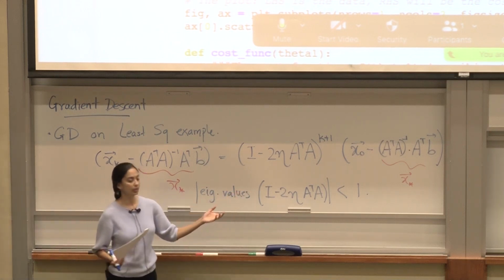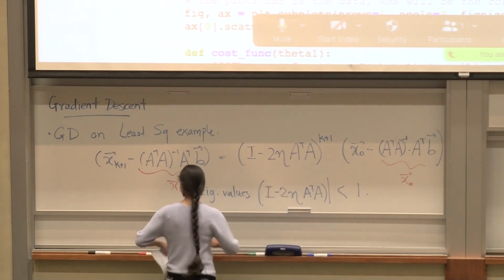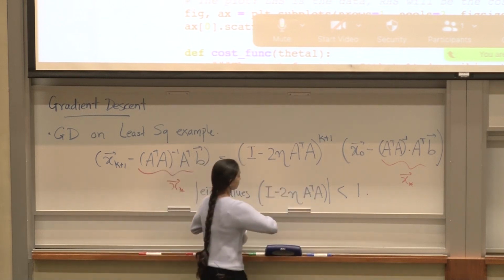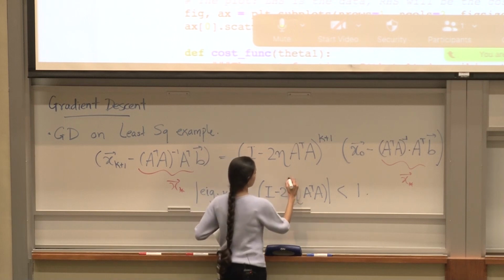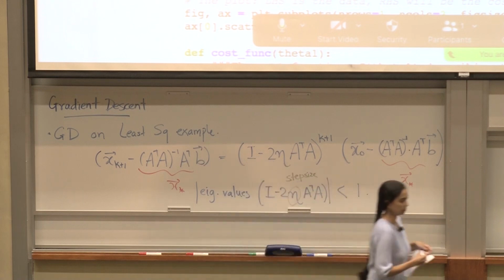How can we ensure that this is actually possible? What is this eta here? This eta is our step size.